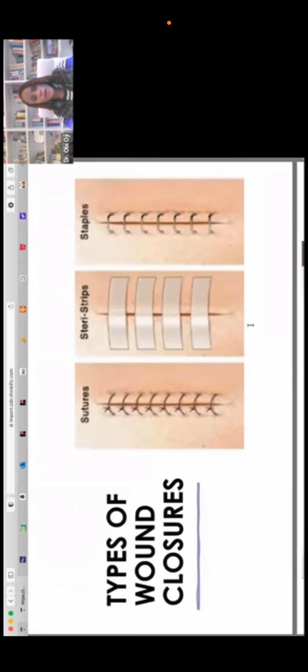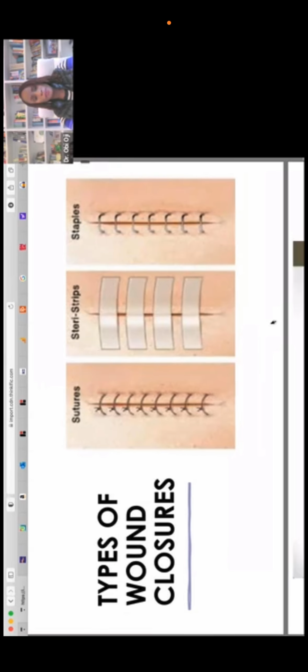All right, so let's go ahead and talk about the types of wound closures. So we have sutures, which we're going to talk about today, Steri-Strips and staples. And so sutures are most commonly used. We also use Steri-Strips for really linear, superficial lacerations. And then, of course, we use staples, again, to approximate wound edges.